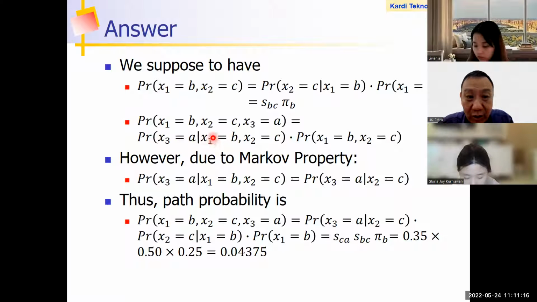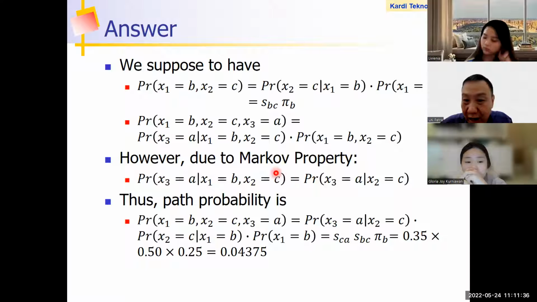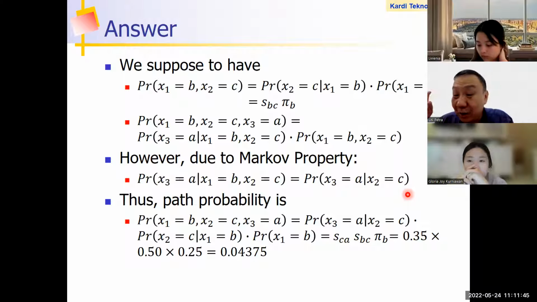Instead of going all the way from x1 up to xn minus 1, I forget everything and just get the last one. So you see, x3 given x2. That means I only get the last one. This is the Markov property, right? Remember the definition earlier. What is the meaning of Markov property? I forget everything else. I just remember the last one. That is the very strong assumption that we put here.